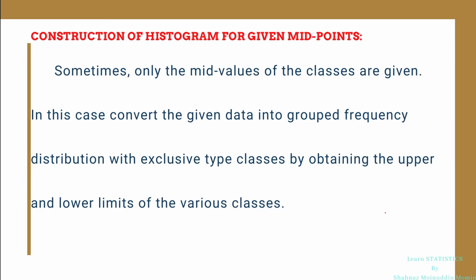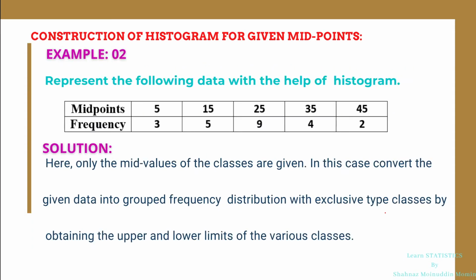In order to understand this method, we will take the help of an example so that students can understand in a simple and better way. Now let us take the example. Represent the following data with the help of histogram. Here we have given midpoints and frequency. Midpoints as 5, 15, 25, 35, 45 and their corresponding frequencies. Here we have not given the classes of inclusive type, exclusive type with equal width, unequal width, but we have given another term which is known as midpoints.